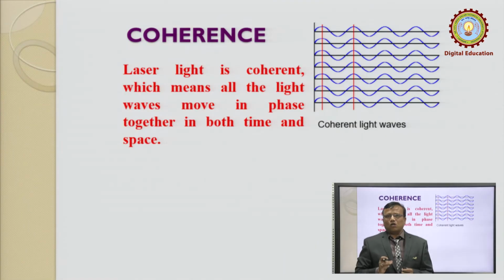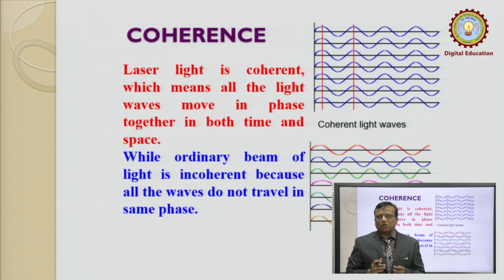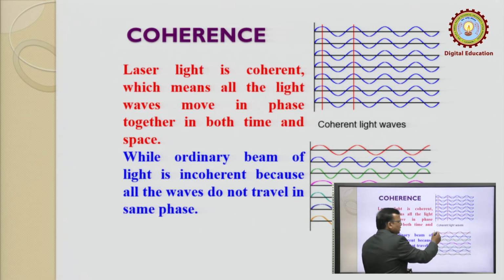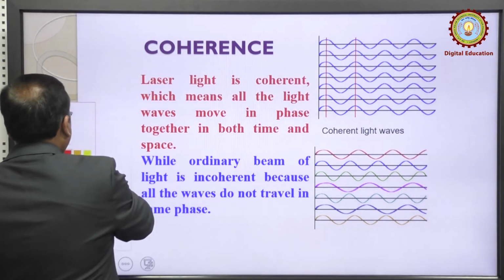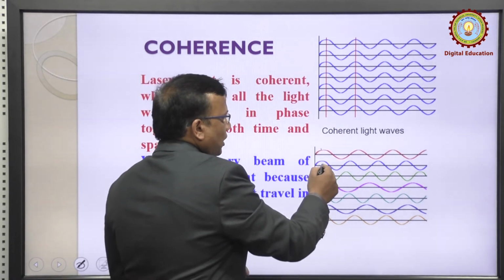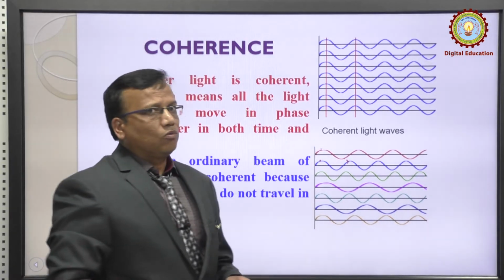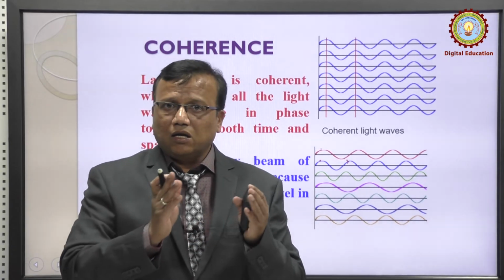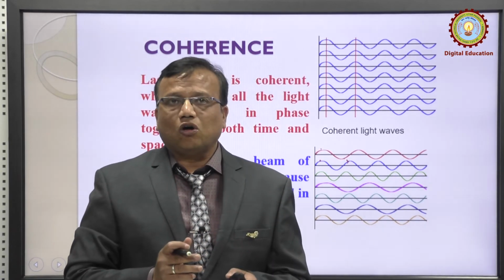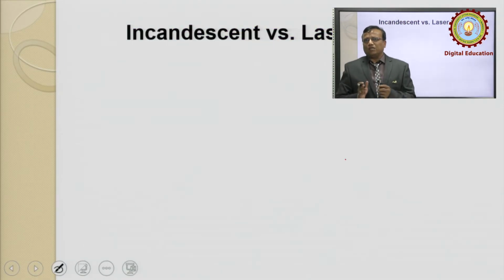Ordinary light does not form a coherent source because from the figure we can see that crest and trough are not falling on each other. So they are not forming a coherent source. So we can easily differentiate ordinary light and laser light on the basis of these three characteristics. The very first is coherency, the second one is monochromatic light, and the third one is directionality.